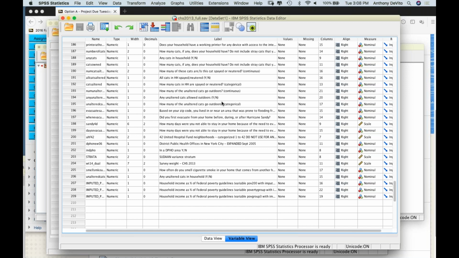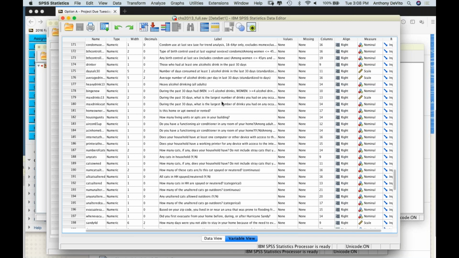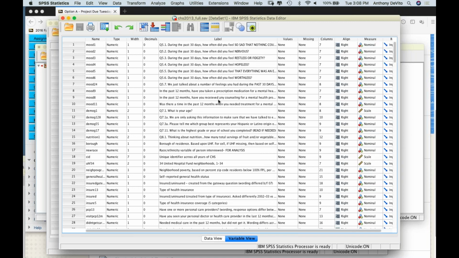There might be another place here where they asked, right? That's a categorical variable. Do you have unaltered cats that go outside? Yes or no? Maybe that has some sort of behavioral significance. Maybe this is to track down crazy cat ladies, something like that. And remember, at the beginning there's a bunch of variables about mood. Have you ever been diagnosed with depression during the last 30 days? How often did you feel nervous? So on and so forth. Right, so there's a number of different kinds of variables here.